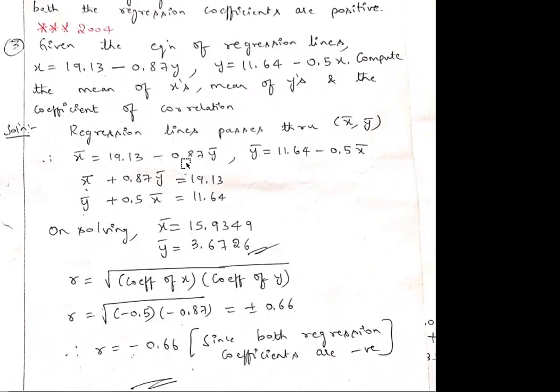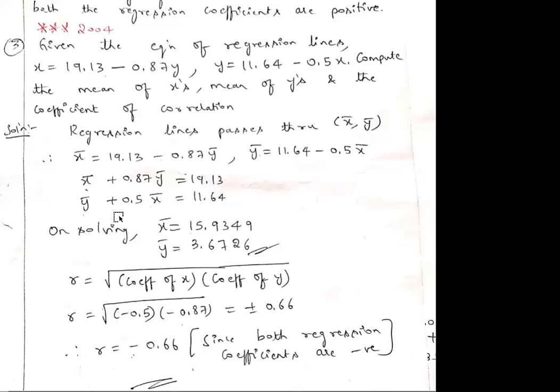So solve these two simultaneous equations by rearranging them. I'm writing the variables to the left side to bring it to the form of ax plus by. So x bar is on the left hand side. Push your y bar term to the left side: negative 0.87 y bar becomes plus 0.87 y bar equals 19.13. Now the second line, y bar is there. Push the x bar term to the left side, makes it plus 0.5 x bar equals 11.64.